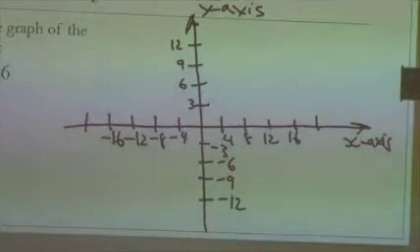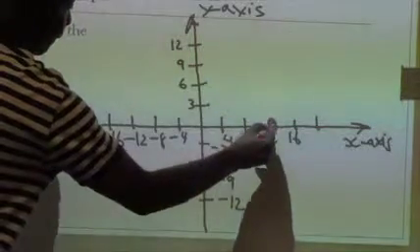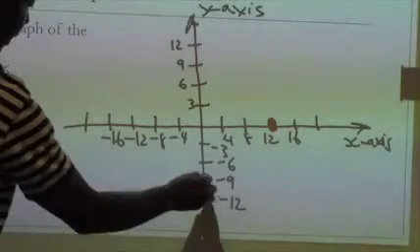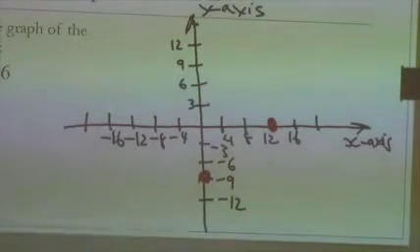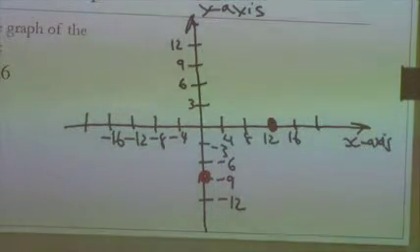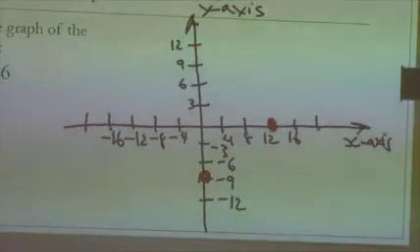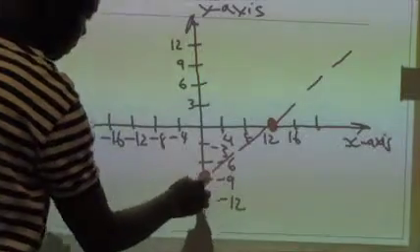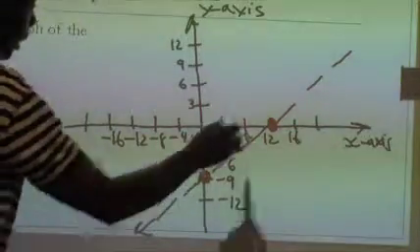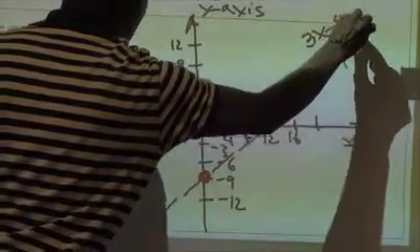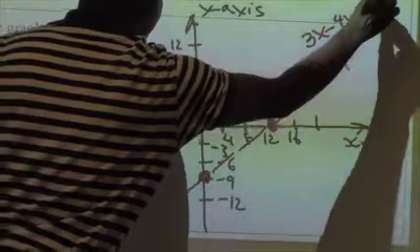Now, our x-intercept was 12, so I go on the x-axis and mark 12. Our y-intercept was -9, so I come on the y-axis and mark -9. The boundary line for this inequality is going to go through those 2 points. Since we have just less than, our boundary line must be a dotted line. This is going to be the graph of 3x minus 4y equals 36.